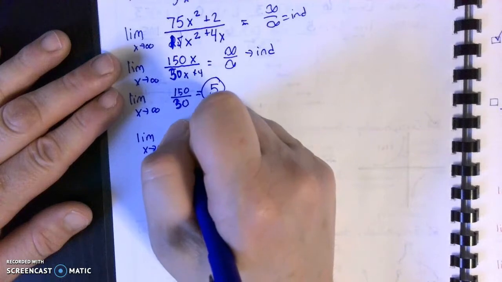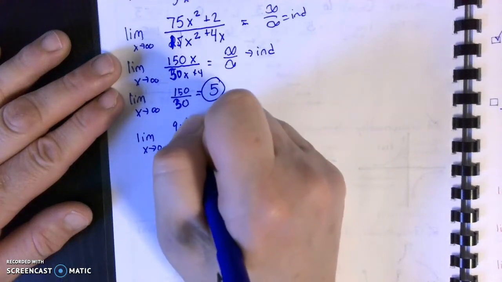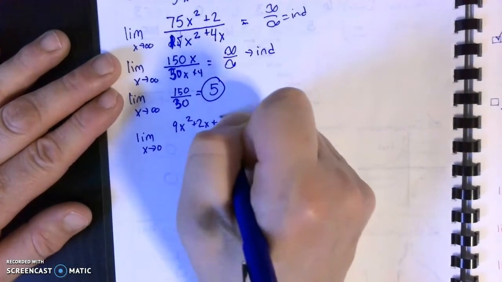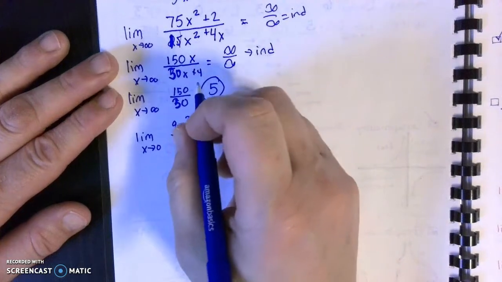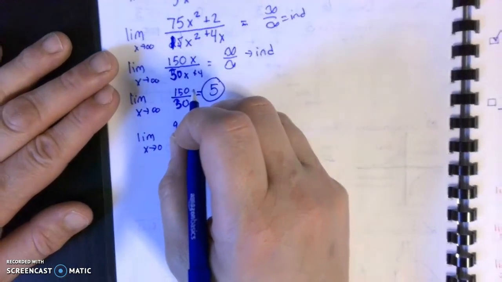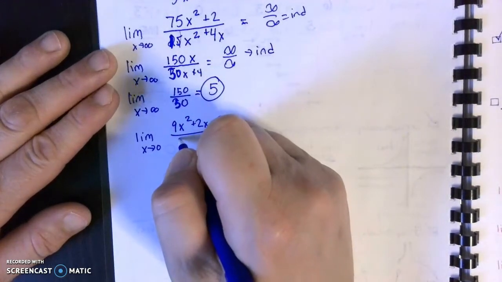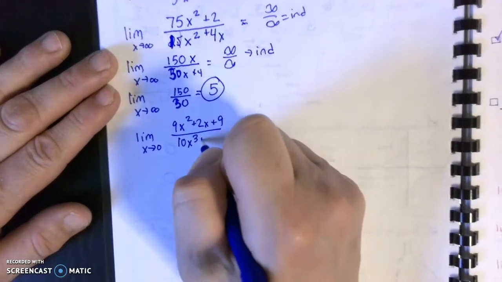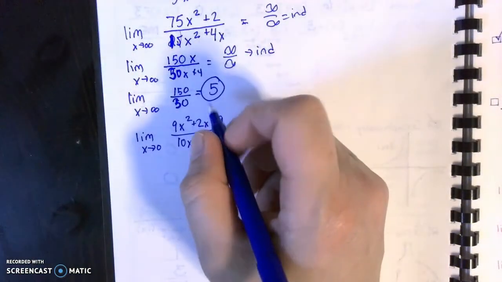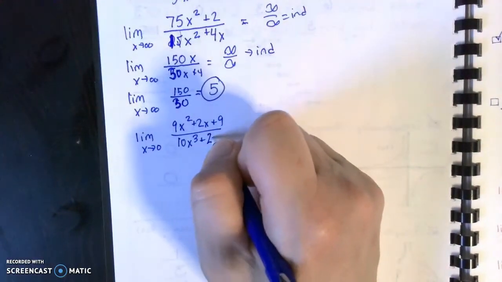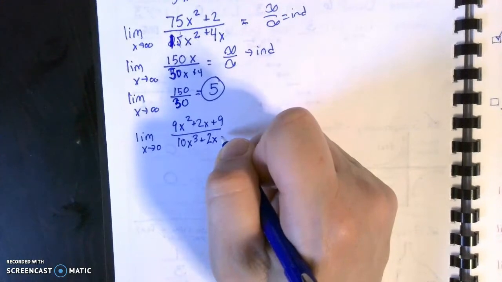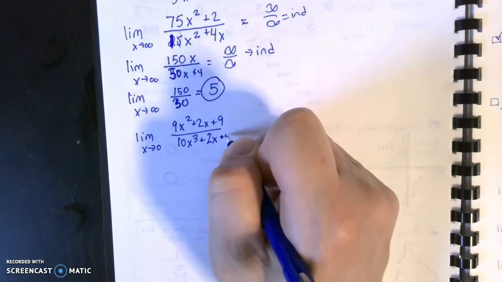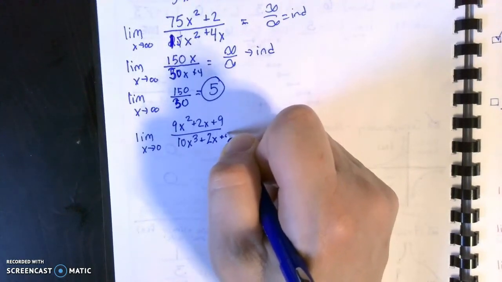of, let's go 9. Let's just do one. I can't really read it. 9x squared plus 2x plus 9. I think that's it over. I'm not going to do the 6 because that would take too long. Let's go 10x to the third plus 2x plus 4.